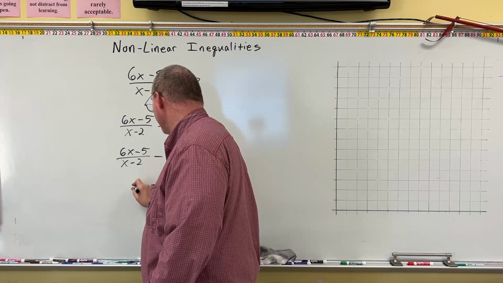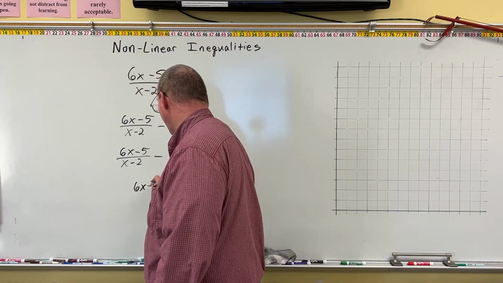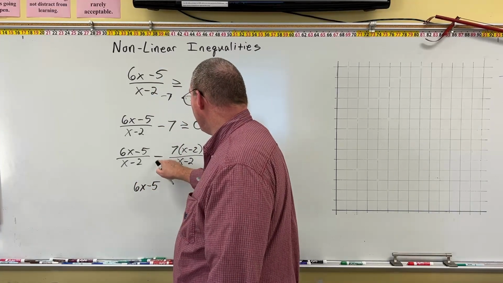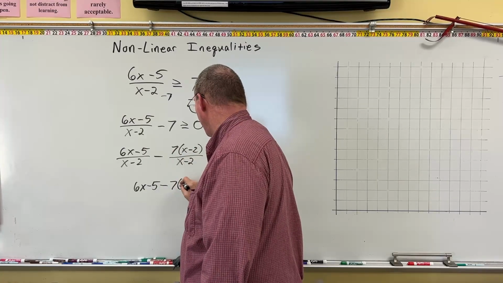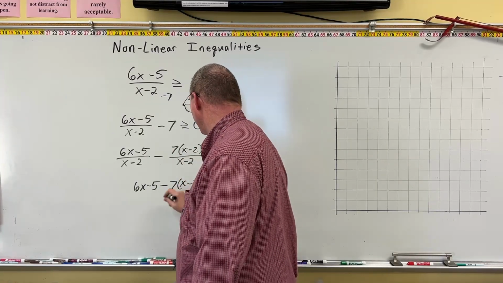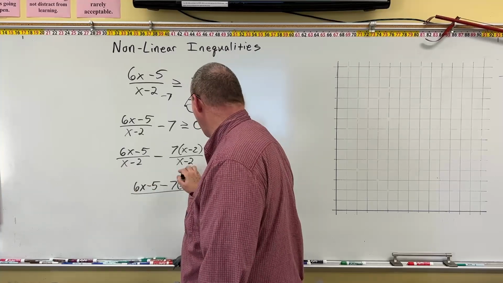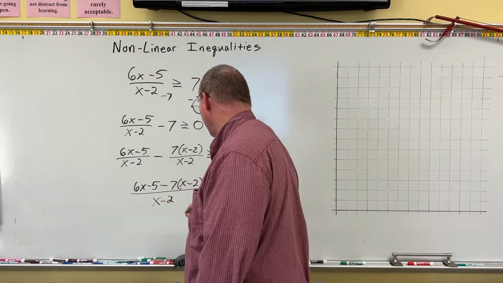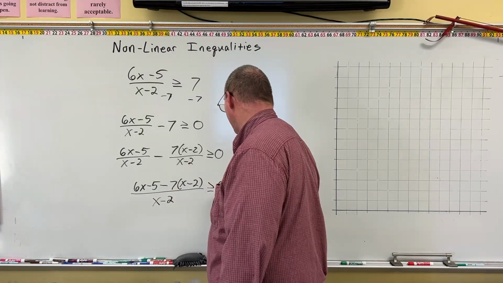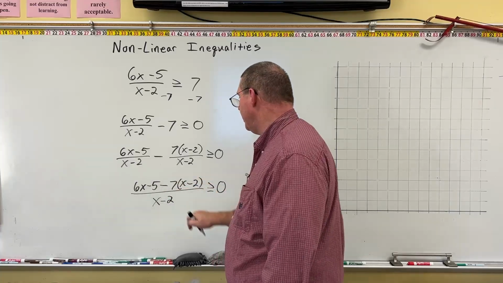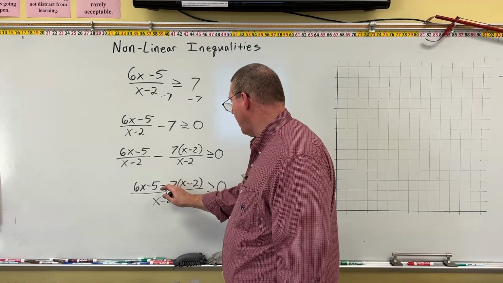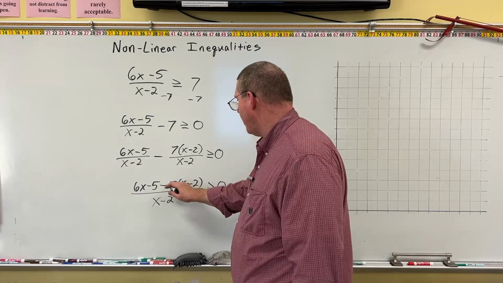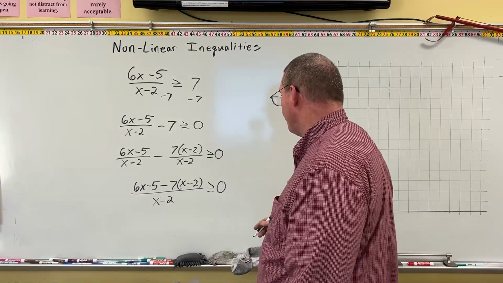So now we have 6x minus 5 minus 7 times (x minus 2). And we're going to distribute that in just a minute, okay? All over common denominator, x minus 2. All right, now we're good. We've got a common denominator. Now we just need to clean up the numerator a little bit. I'm going to distribute the negative 7 times x, and then negative 7 times negative 2 is positive 14.